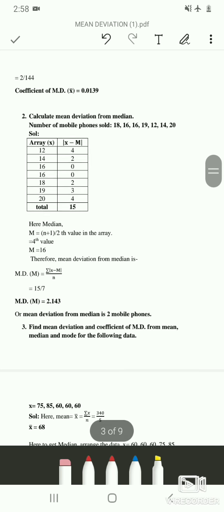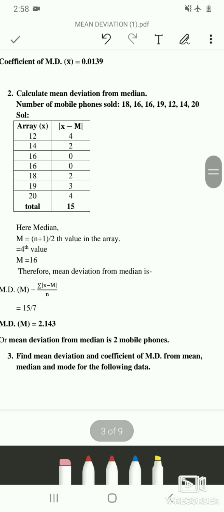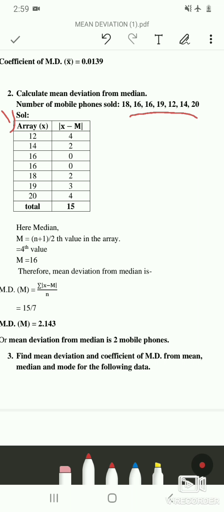So let's see the second problem, that is calculate mean deviation from median. So here they have asked median and the data is number of mobile phones sold and the values are 18, 16, 16, 19, 12, 14 and 20. So there are 7 values and this is raw data and they have asked to calculate median. We know how to calculate median in all the 3 cases. To calculate median, the first step would be to arrange the data in a tabular form. For further calculations, it would be very easy.